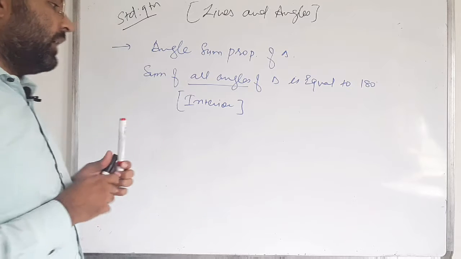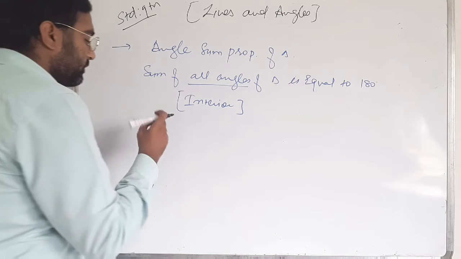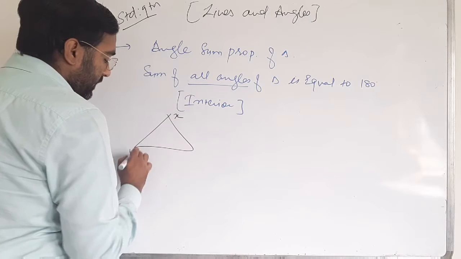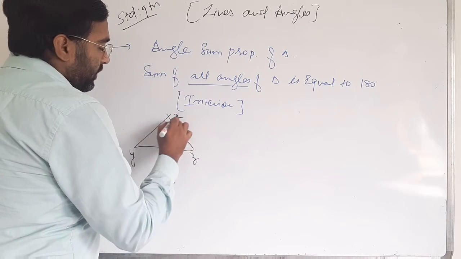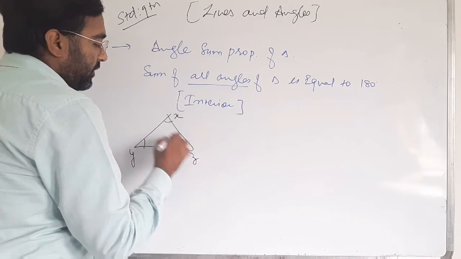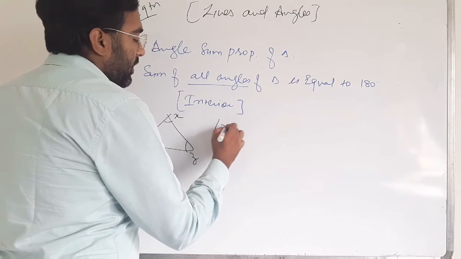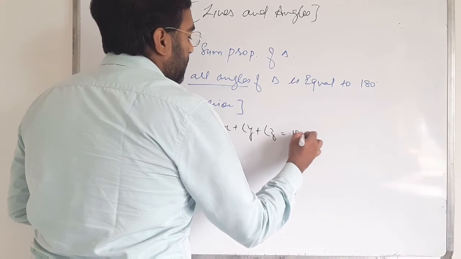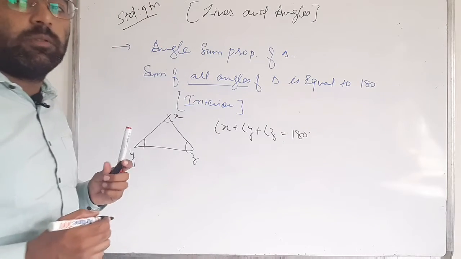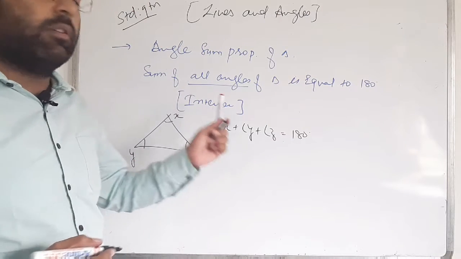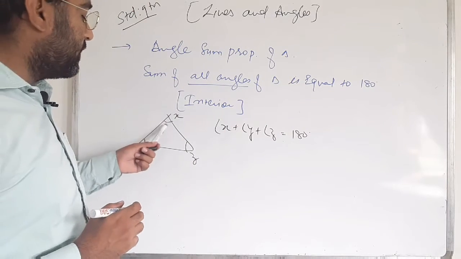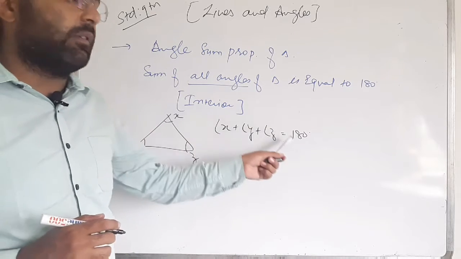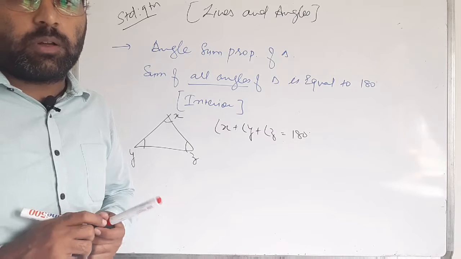Okay, here I'll draw the triangle. Here my triangle XYZ is given. So for angle X, angle Y, and angle Z, angle X plus angle Y plus angle Z is equal to 180 degrees. The sum of all the interior angles of the triangle is always equal to 180 degrees. Okay, clear?